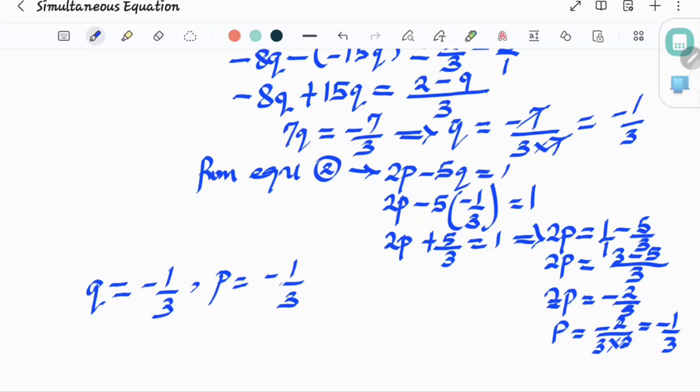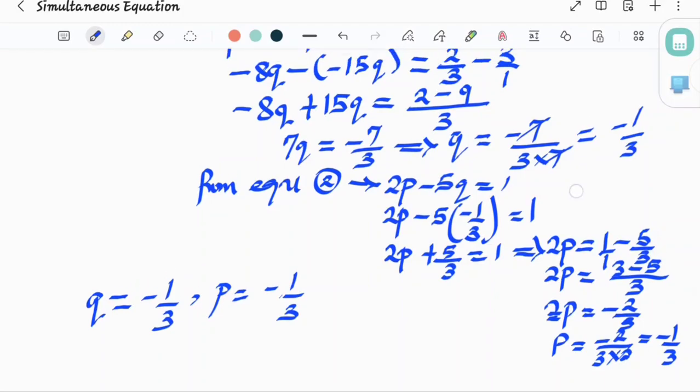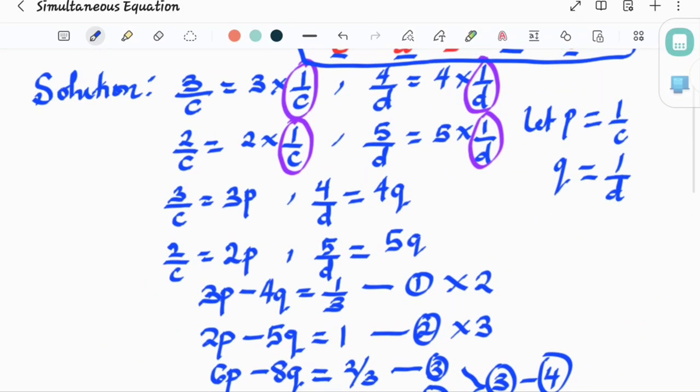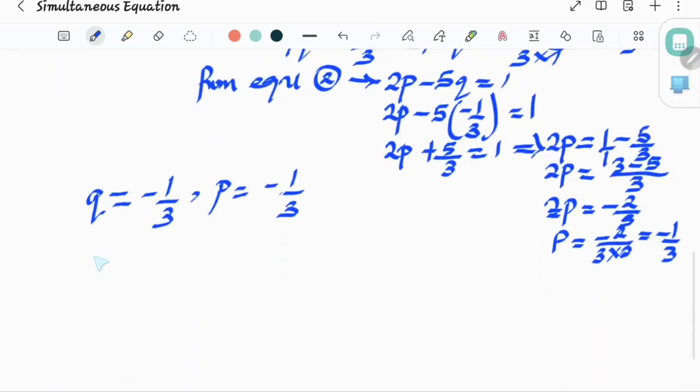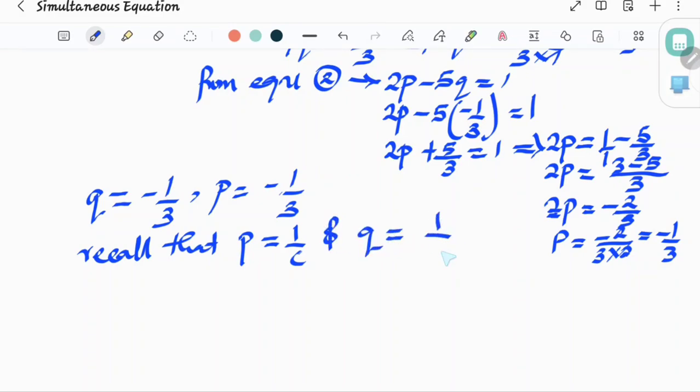So since we are getting the same answer for our q and p, obviously our c and d will likely be the same answer. So don't forget, in the original question we said p was equal to 1 over c and q was equal to 1 over d. So we can recall that our p was equal to 1 over c and that our q was also equal to 1 over d. Now that we have gotten p as negative 1 over 3, it is equal to 1 over c, and also q was negative 1 over 3, it is also equal to 1 over d.